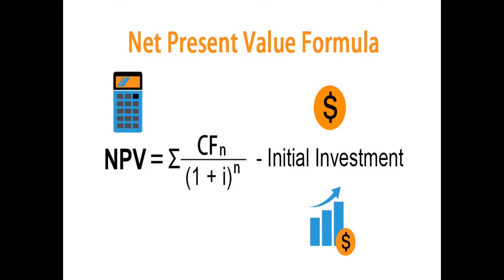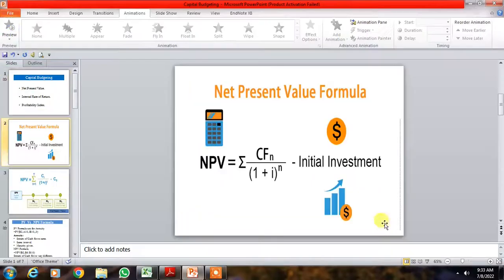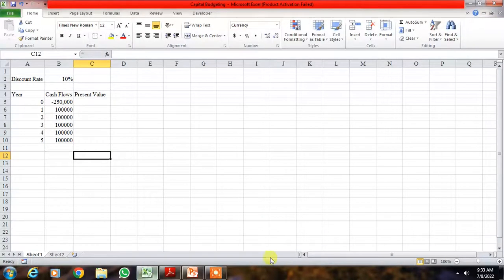How could this technique be used in MS Excel? For example, we have a 5-year project. The required rate of return from this project is 10%. The initial investment is 2,50,000, and similarly these are the cash inflows at different time periods. So my dear, we have different methods to calculate it.